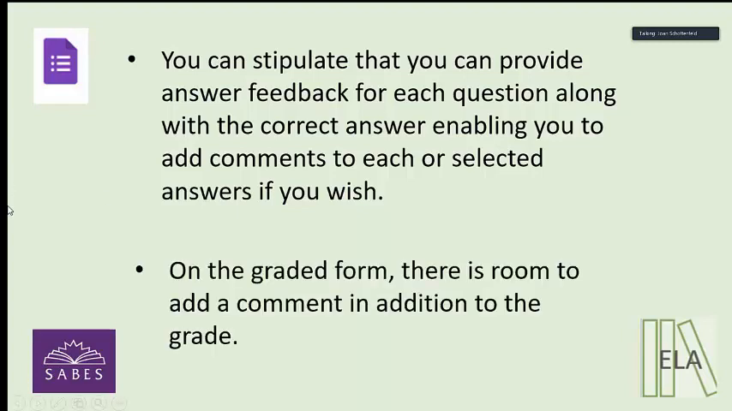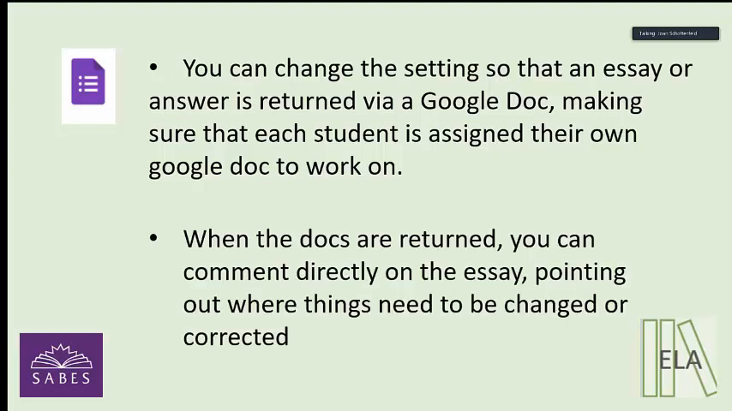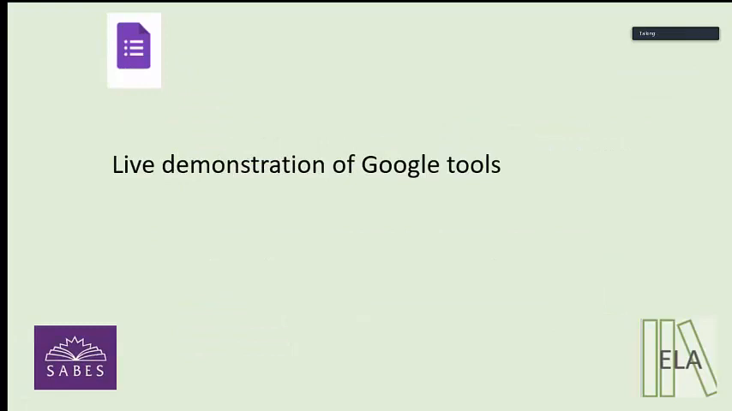When you return the graded form, there is room to add a comment in addition to the grade. You can change the setting so that an essay or an answer is returned via a Google Doc, making sure that each student is assigned their own Google Doc to work on. When the docs are returned, you can comment directly on the essay, pointing out where things need to be changed or corrected. And now I will show you how to set up your form to make it more engaging.